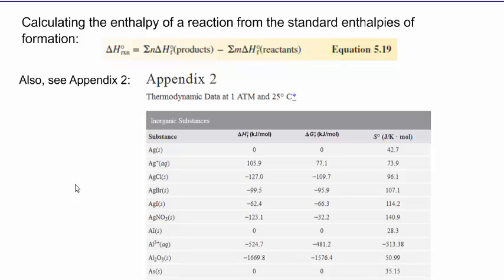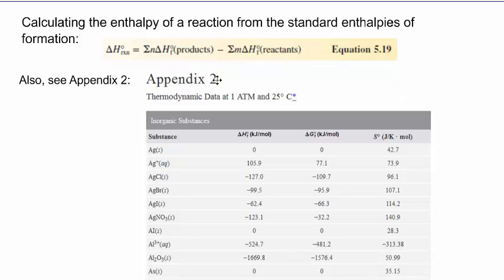So the standard enthalpy of formation is, well, putting a process to it, how much energy would it take to make that substance from its individual elements in their standard state conditions, in the way that they're found in nature. So the standard enthalpy of formation of an element that's already in its standard state would be 0 because it's already in standard state. It doesn't take any energy to get there. Any other materials, we can look at the appendix to find those values.